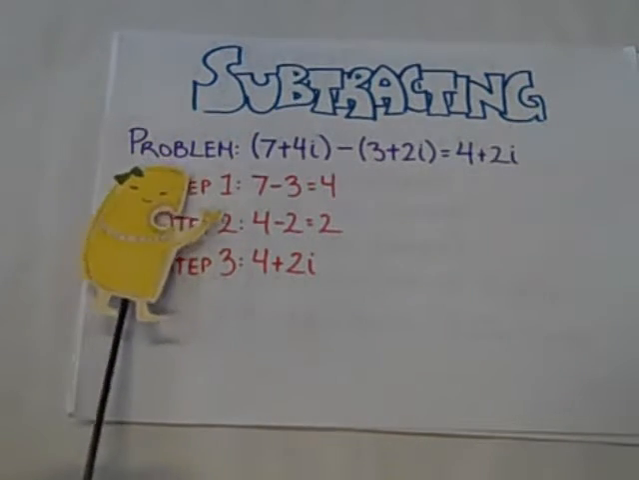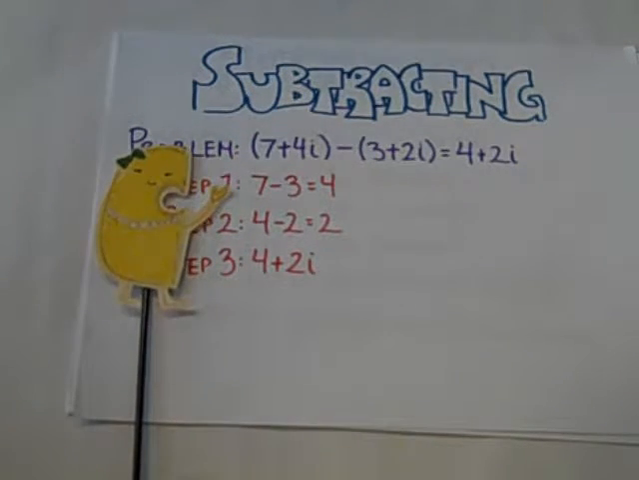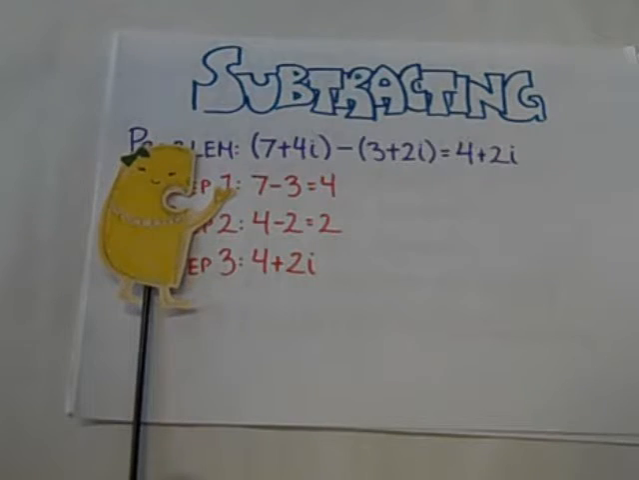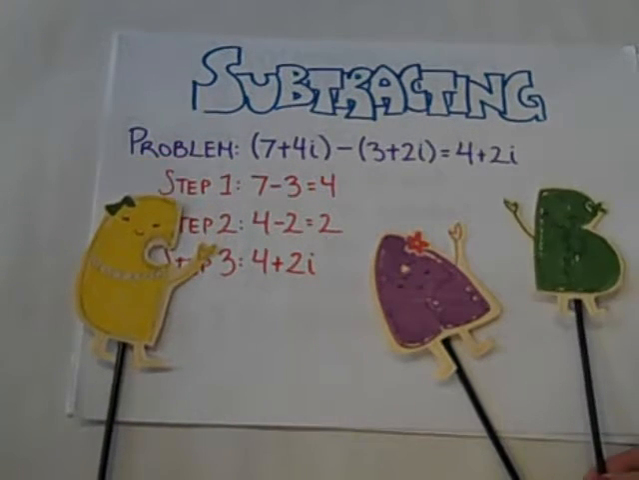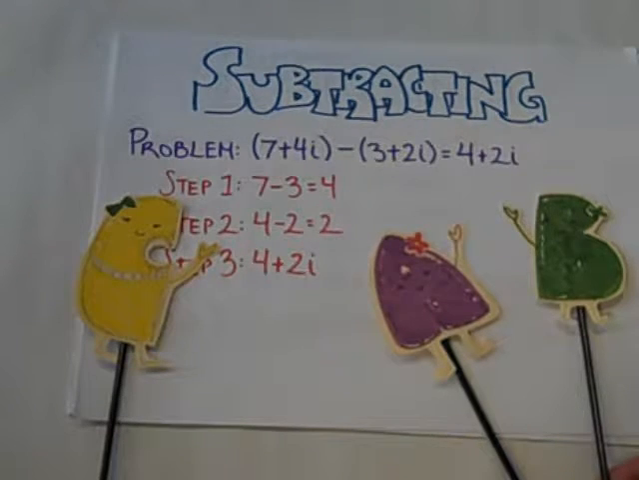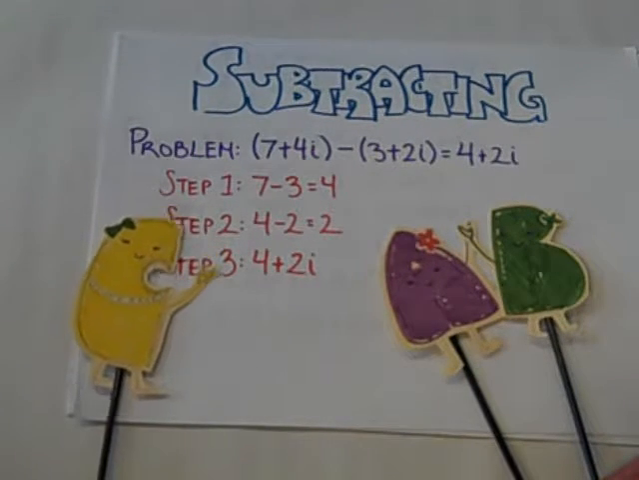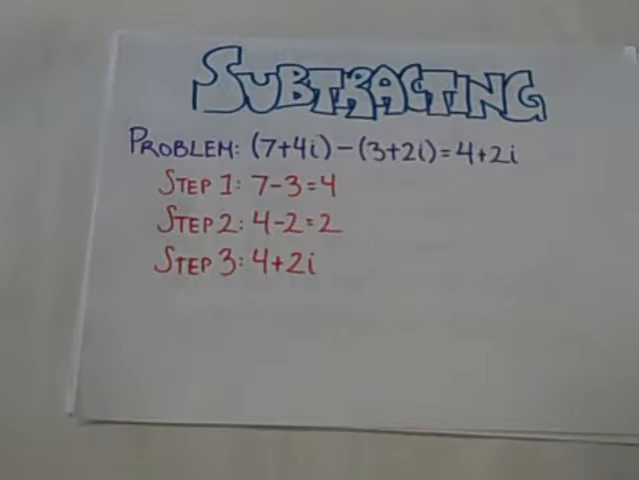Let's try an example. 7 plus 4i minus 3 plus 2i. We will begin by subtracting the a, which is 7 minus 3, which equals 4. Then we will subtract the b, which is 4 minus 2, which equals 2. After rewriting the equation in standard form, we get the final answer, 4 plus 2i.